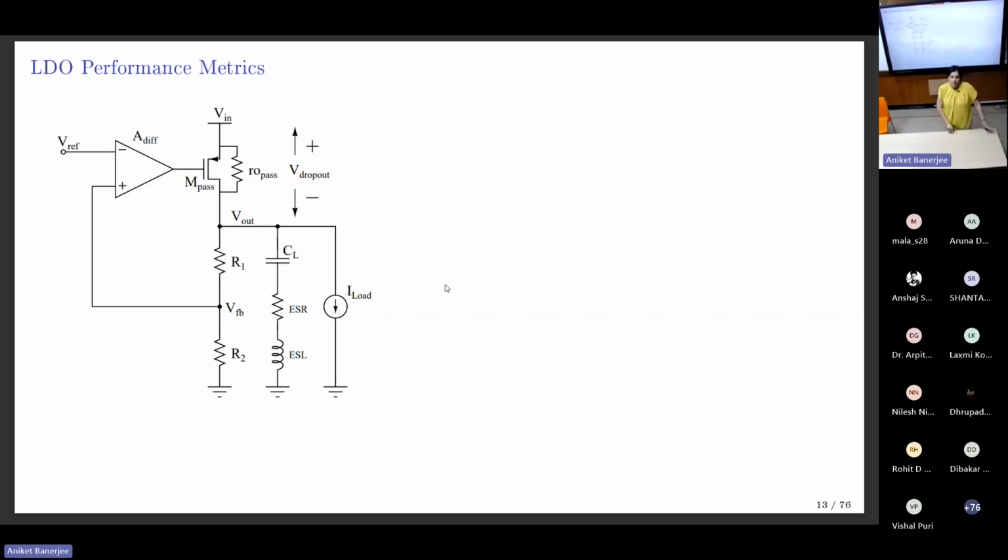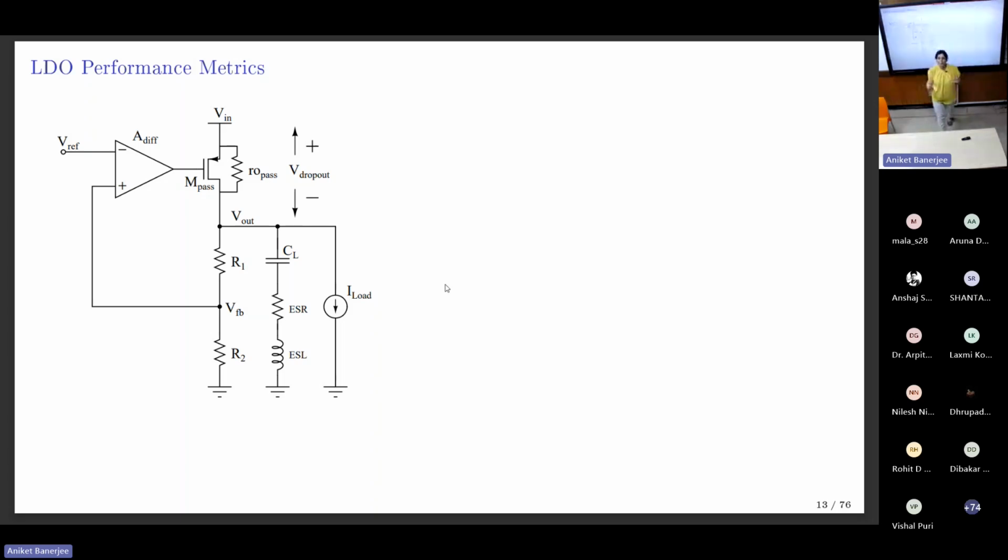So an LDO is supposed to keep the supply of a certain circuit that is designed for constant. That's my goal. I want to keep it constant, and at the same time feed a certain current. So current is being drawn out of a load LDO. The role of this control loop is exactly that: to keep this node voltage at a certain value.